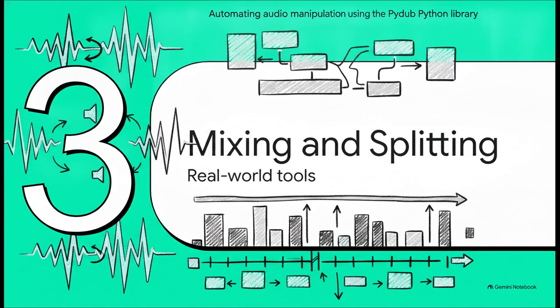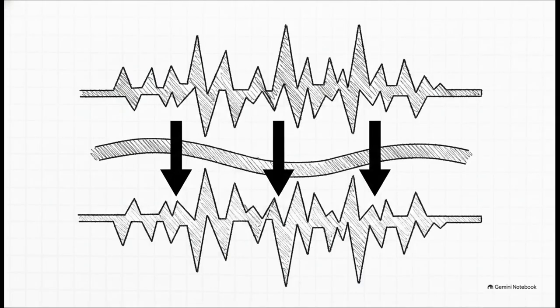All right, Section 3, Advanced Mixing and Splitting. Let's look at some real-world processing tools. So, let's talk about the overlay method. This perfectly parallels the composite video clip concept we tackled with MoviePy. The overlay method lets you layer one audio clip directly on top of another. And this is huge for content creation.